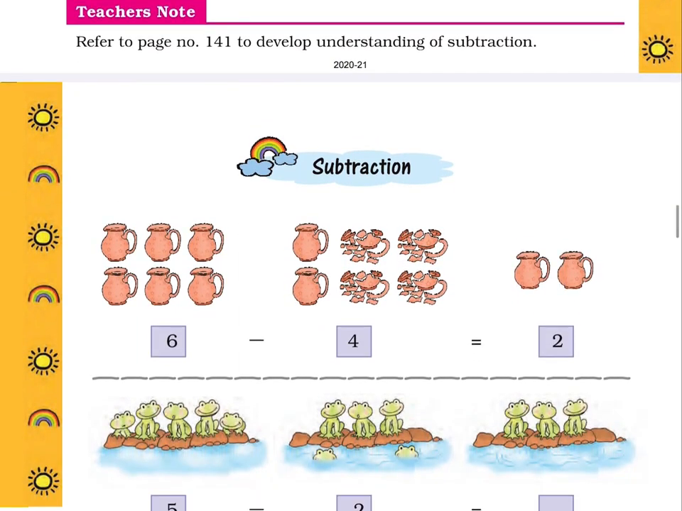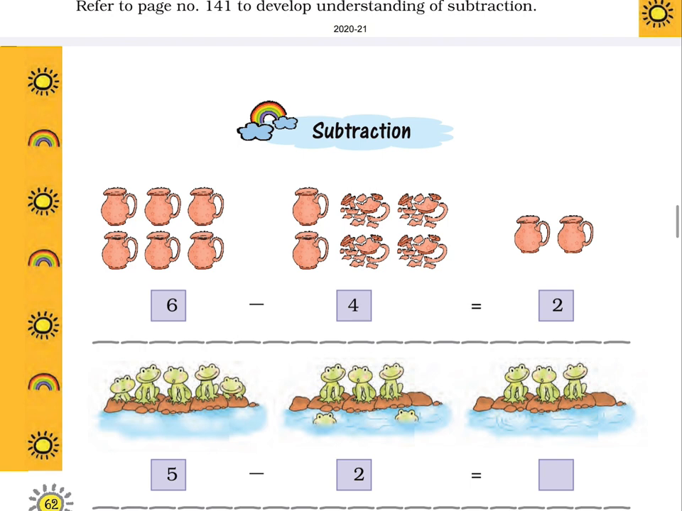Page 62, Subtraction. This page is divided into 4 parts. Each part has 3 pictures. Part 1, Picture 1 shows 6 clay jugs. Number 6 is written in a box below the picture.